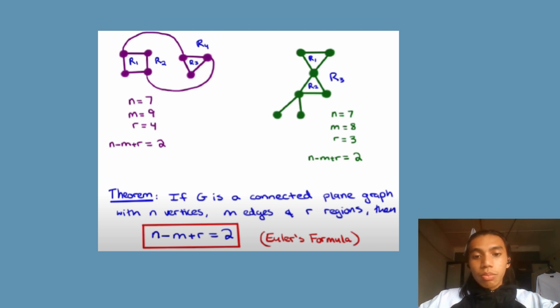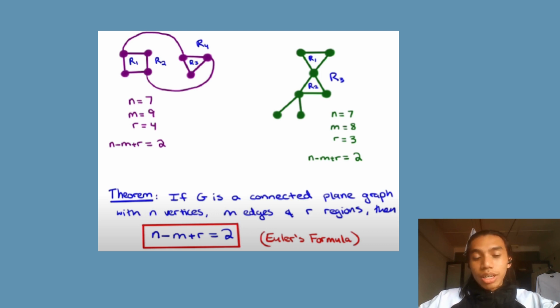And as we can compare between example 1 and example 2, the final result will always be number 2, no matter how many vertices, regions, or edges. As we can see in the second example, there are only 3 regions, while there are 4 in the first example. And the numbers of edges are also different in both examples.